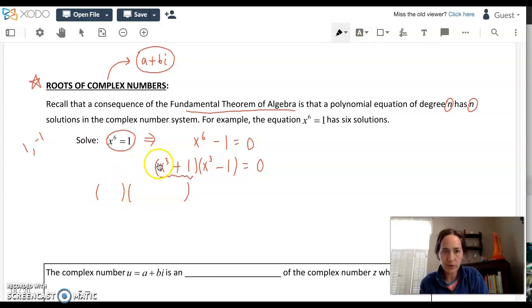Twinkle, twinkle, cube root, same sign. So you'll cube root the x. You'll cube root the 1, and then same sign. You'll have an x plus 1 in that binomial.